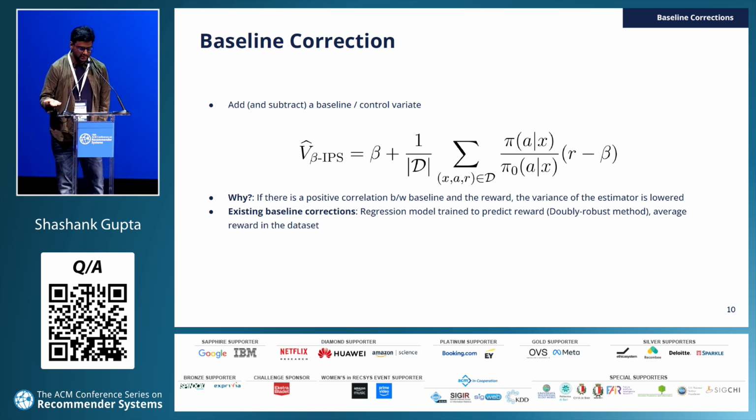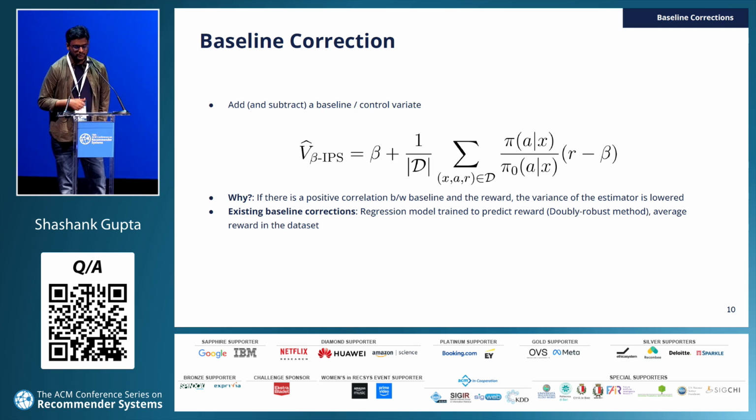Mathematically, you can see that if the baseline correction or control variate has a positive correlation with the reward, then the variance of this estimate will be lower. So that means you can have lower variance evaluation and learning. Now what are some existing baseline correction methods?